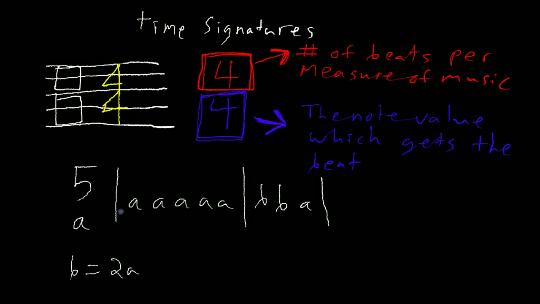I hope this isn't confusing, but the point I want to drive home is that this bottom number is just telling us what gets the beat, what we can have 5 of in a measure. So we can have 5 A's in a measure. In this first measure we have 1, 2, 3, 4, 5 A's. And then we said that B is equal to 2A, so we have 1, 2, 3, 4, 5 A's in the second measure. Hopefully that didn't confuse you, but that's the intuition behind what a time signature means.